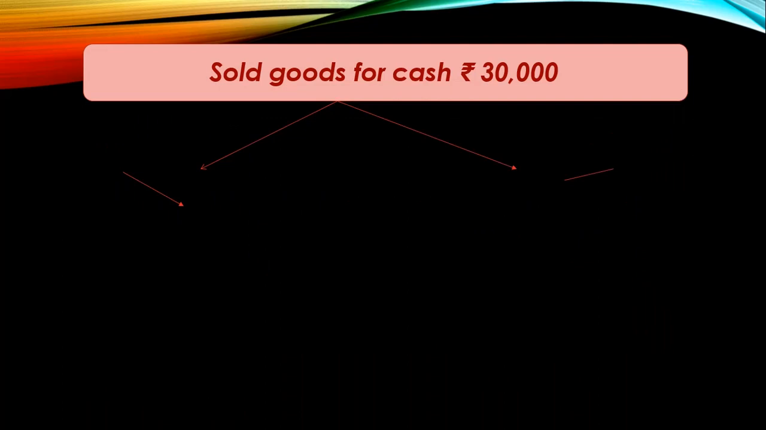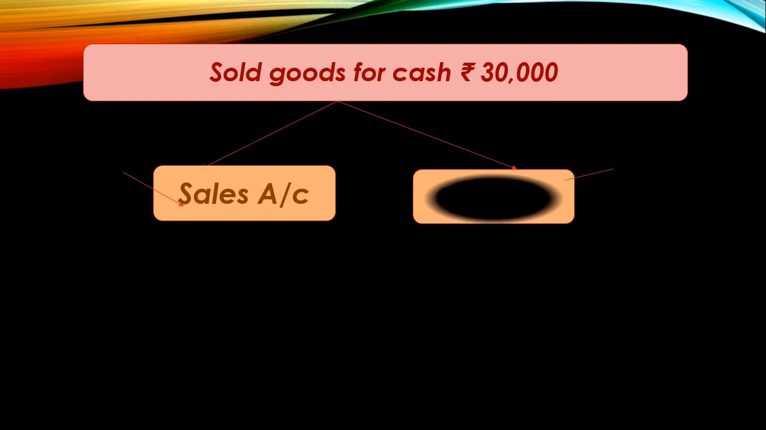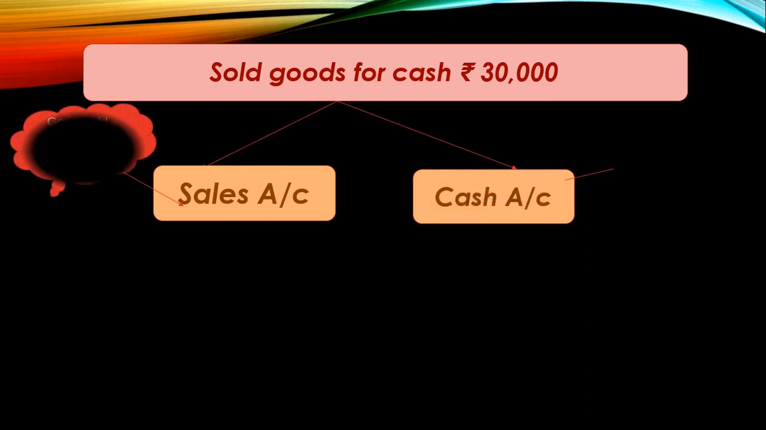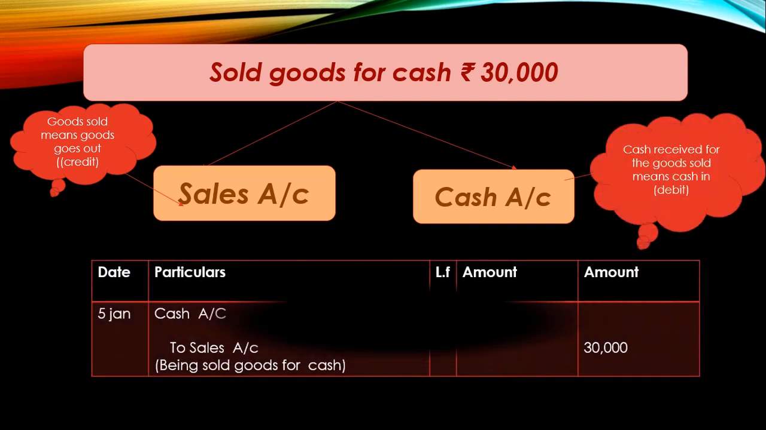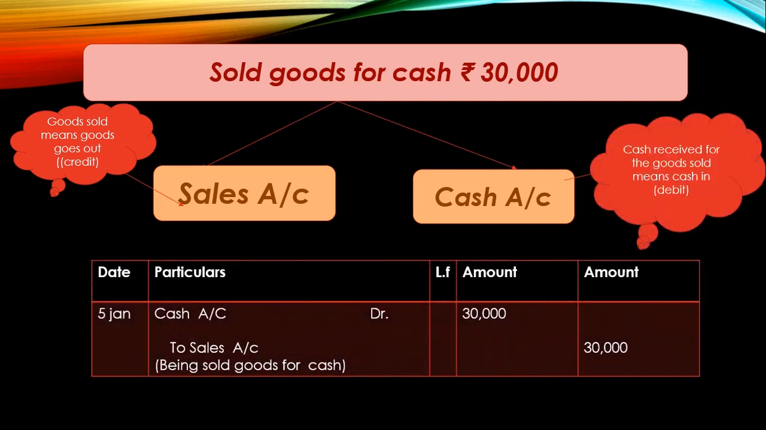Sold goods for cash. Sold goods for cash means goods are going out from the business and cash is coming in the business. So debit what comes in, credit what goes out. Entry becomes cash account debit to sales account.